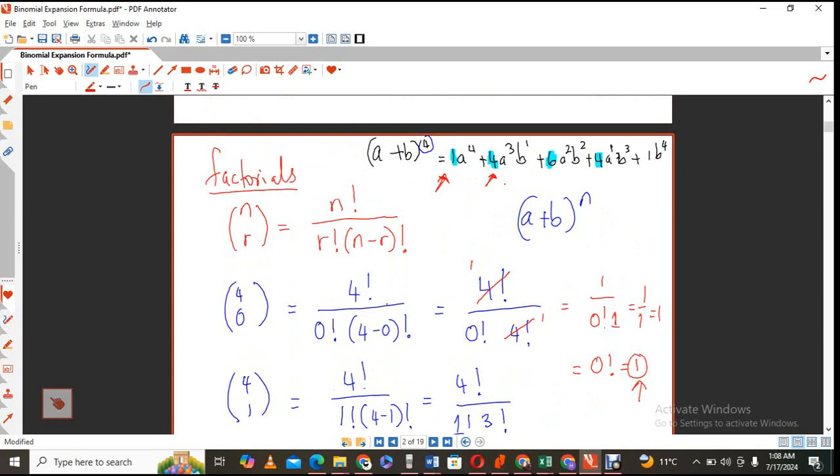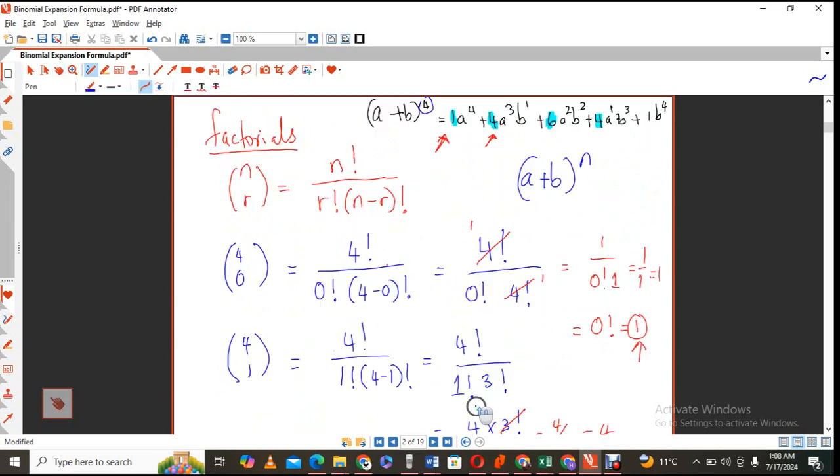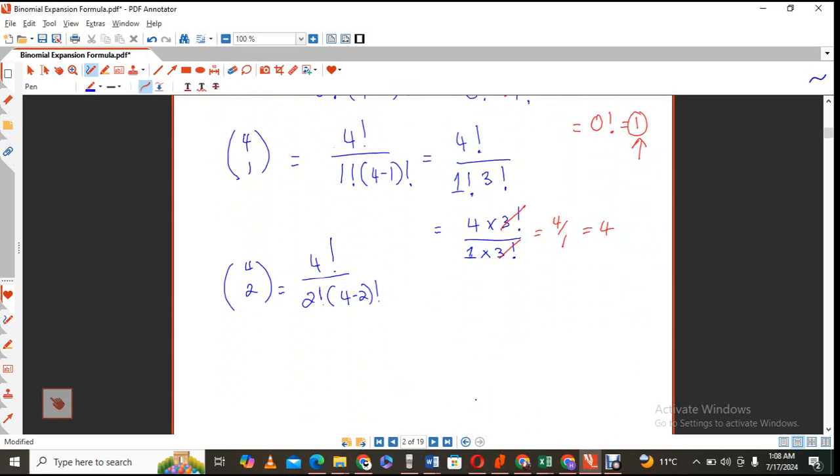Will it work for the third term? Let's see. If we decide to take 4 choose 2, using the formula it's 4 factorial over 2 factorial multiplied by 4 minus 2 factorial. Remember, we need to find a 6 there. This gives us 4 times 3 times 2 factorial, and this is where I'm going to end, over 2 factorial times 2 factorial, if you say 4 minus 2.